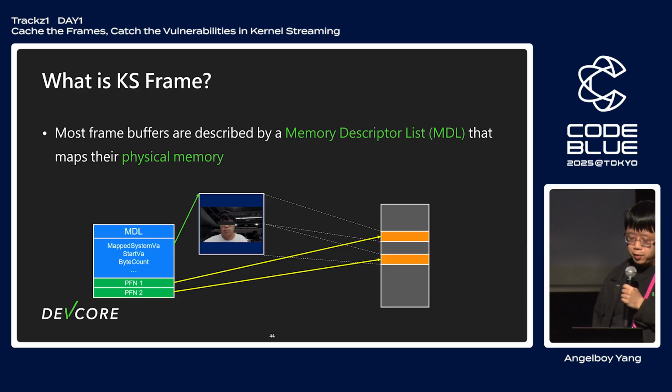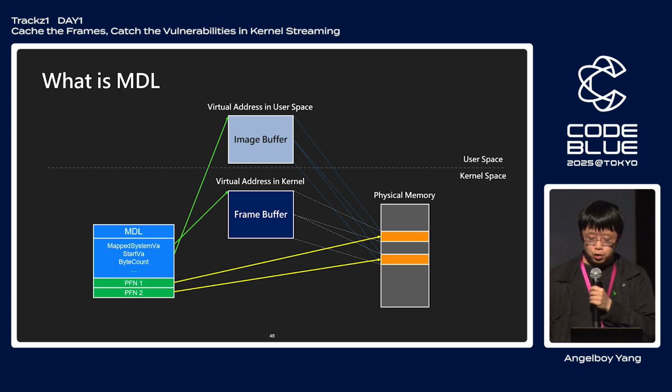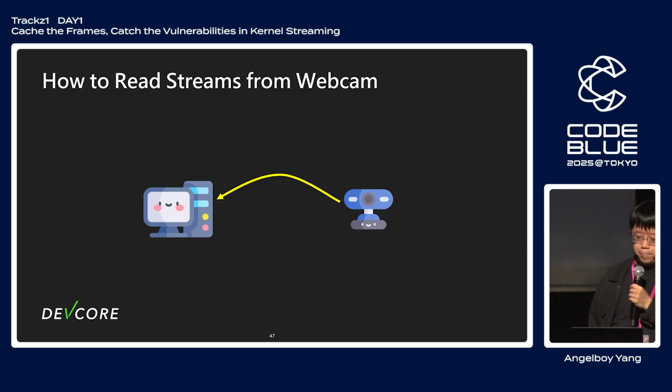So what is an MDL? In the Windows kernel, MDLs are mainly used to describe the physical memory mapping of a virtual address. In kernel streaming, an MDL describes a frame buffer that is mapped into both user space and kernel space. And both mappings refer to the same physical memory. As a result, when data is read from the device, it is written to both buffers at the same time.